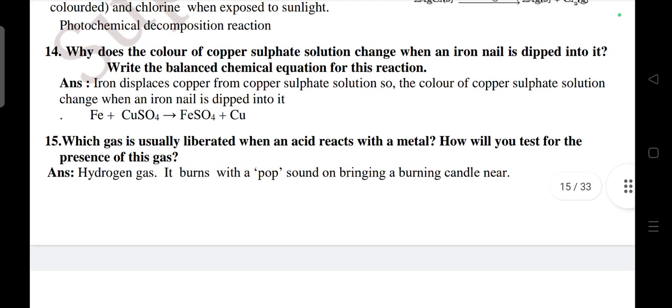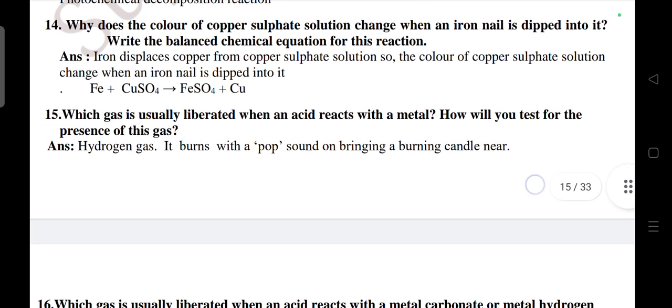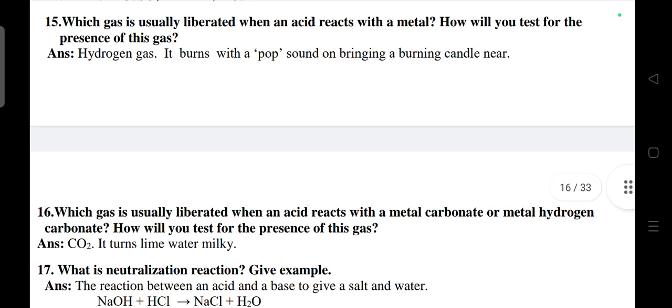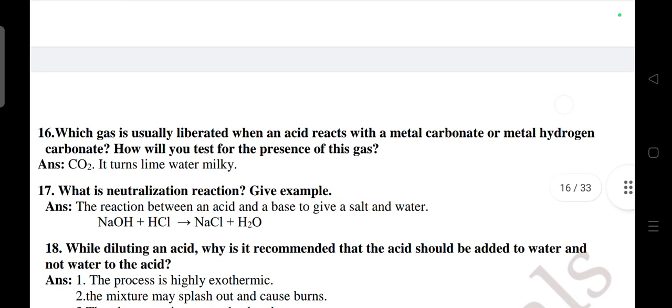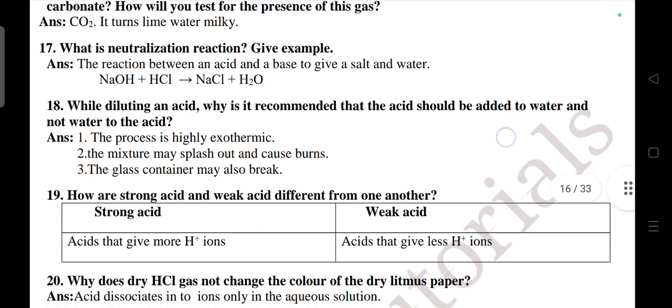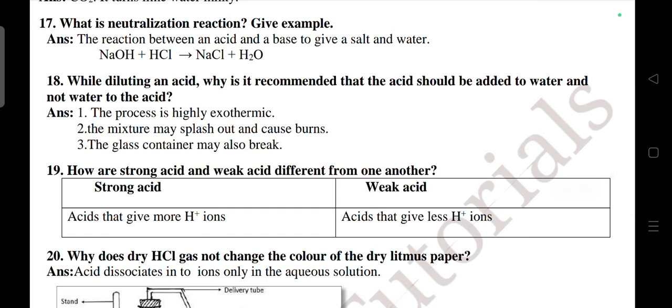Why does the color of copper sulfate solution change when an iron nail is dipped into it? Write the balanced chemical equation for this reaction. Which gas is usually liberated when an acid reacts with a metal? How will you test for the presence of this gas? Which gas is usually liberated when an acid reacts with a metal carbonate or metal hydrogen carbonate? How will you test for the presence of this gas? What is a neutralization reaction? Give an example.